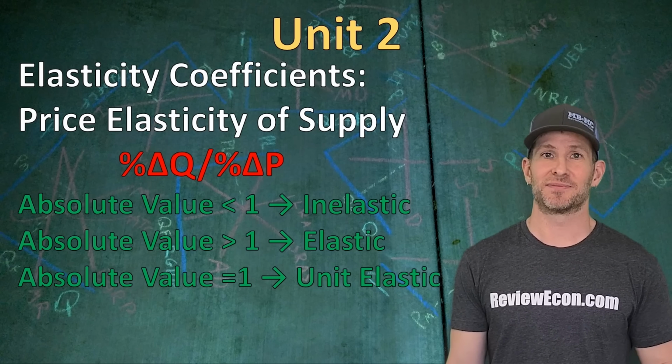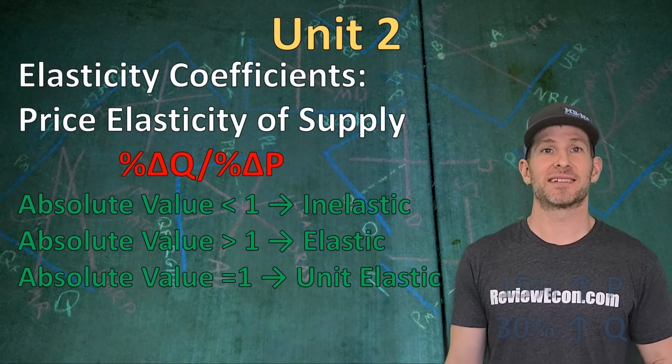Let's try an example. Let's say there's a 15% increase in price, and that causes a 30% increase in quantity. What's the coefficient? So you're going to take the 30% change in quantity, quantity is always on top, don't forget, and divide that by the 15% change in price. That gives us an elasticity coefficient of 2. This supply curve is elastic.